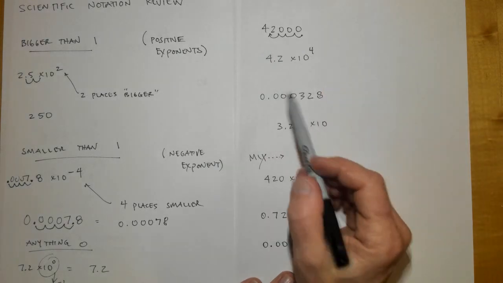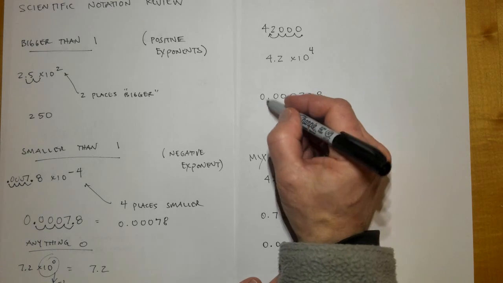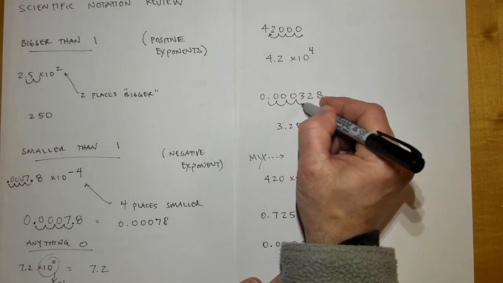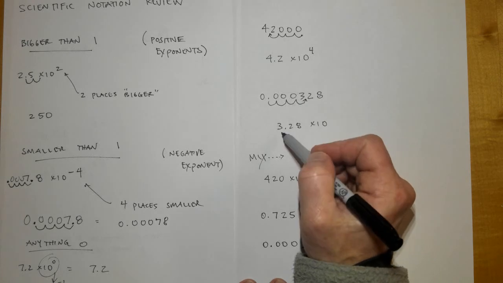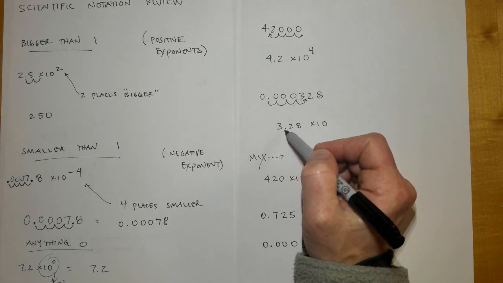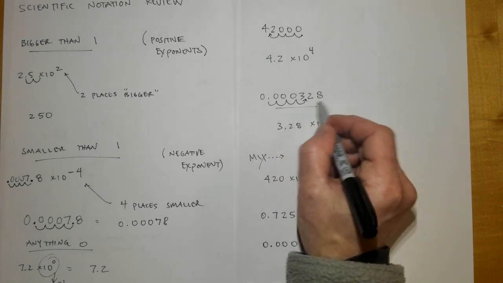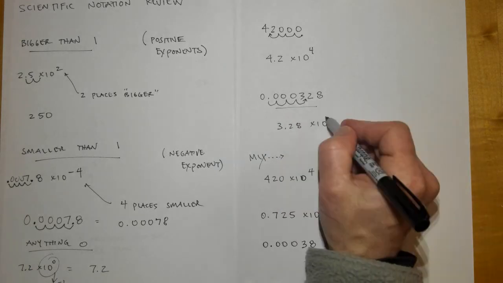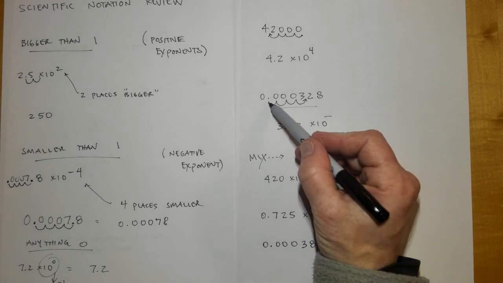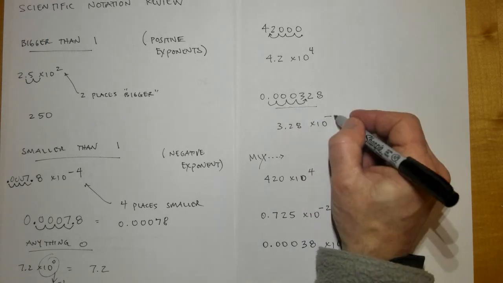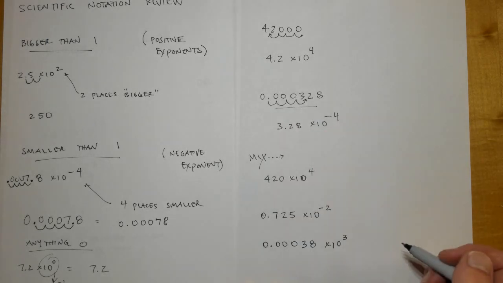Here's the opposite. Here's a number that is 1, 2, 3, 4 places until we get it to be one number in front of the decimal place, and then you'll notice that this number right here is less than 1, so that means it's going to be a negative exponent, and it's negative to the number of places we move the decimal, 1, 2, 3, 4. So 3.24 times 10 to the negative 4th.